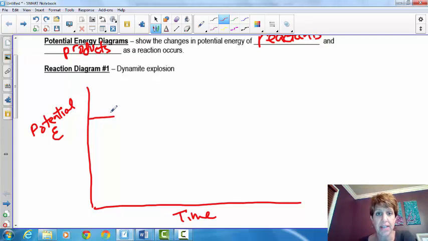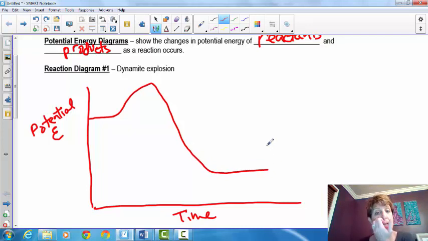I'm starting off with a lot of energy in my reactants. And even though dynamite has a lot of energy, you don't get an explosion unless you add a little bit more energy, that spark, that flame that you're adding to it. That's called activation energy, the energy you add to get something going. So we are going to go up like this. That's our activation energy going in. And then you know when it explodes, a lot of energy is released. And then the ashes have much less energy compared to the reactants.